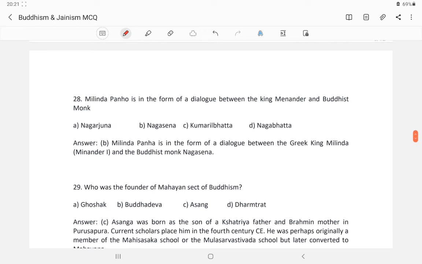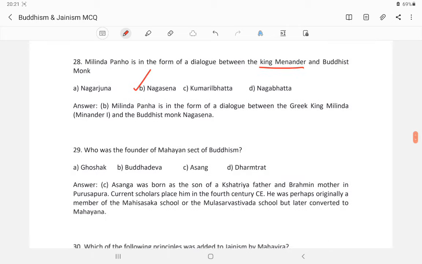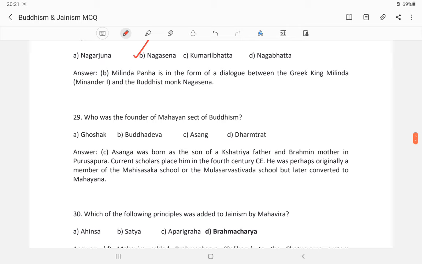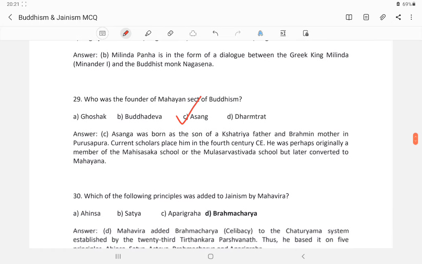Milinda Panha is a dialogue between Menander, the Indo-Greek king, and the Buddhist monk Nagasena. It belongs to the Mahayana sect of Buddhism. Sect means division. Buddhism has sects like Hinayana and Mahayana. Hina means lower vehicle, Mahayana means upper or higher vehicle. It is Asanga.